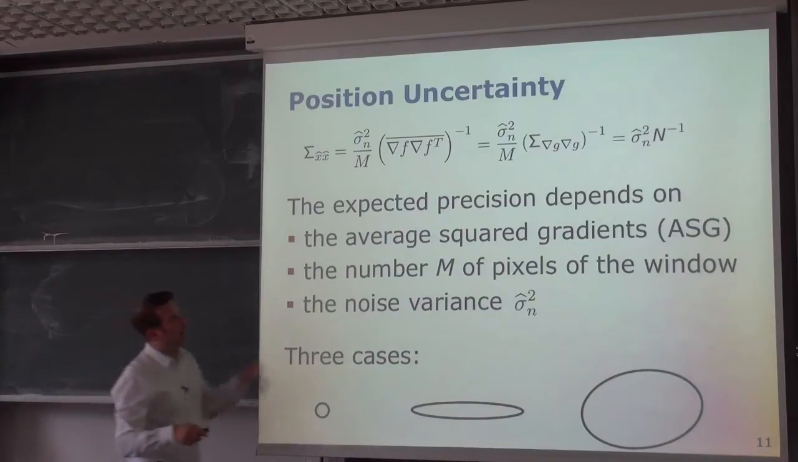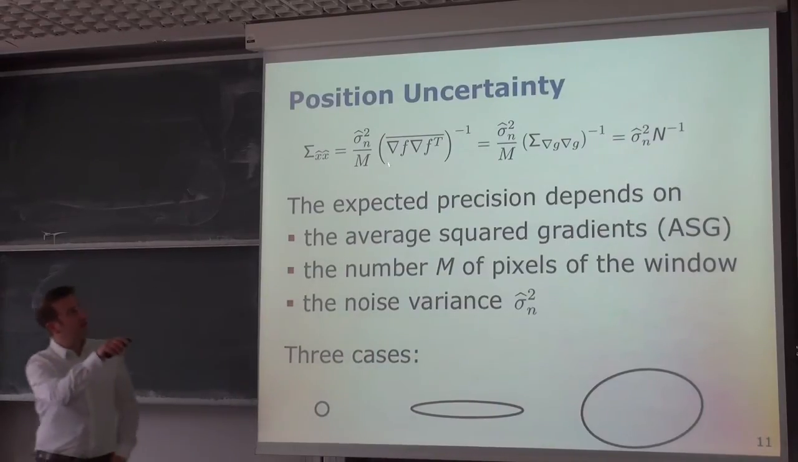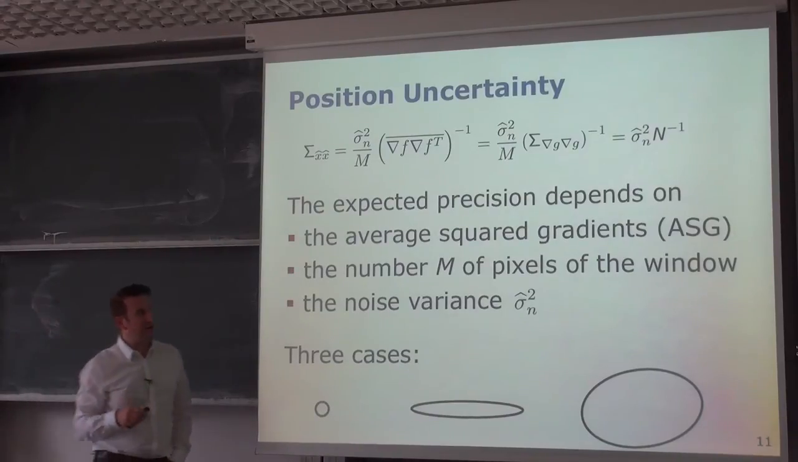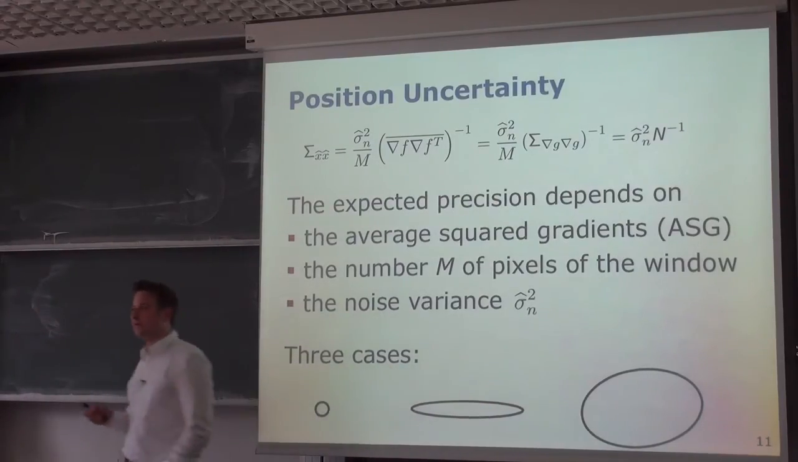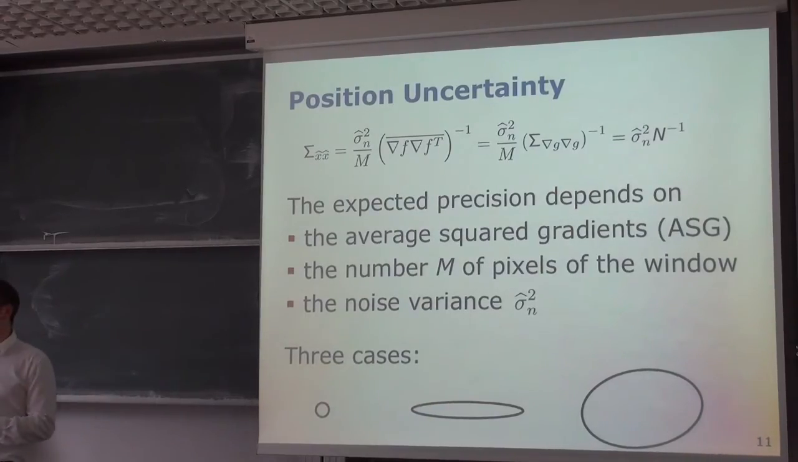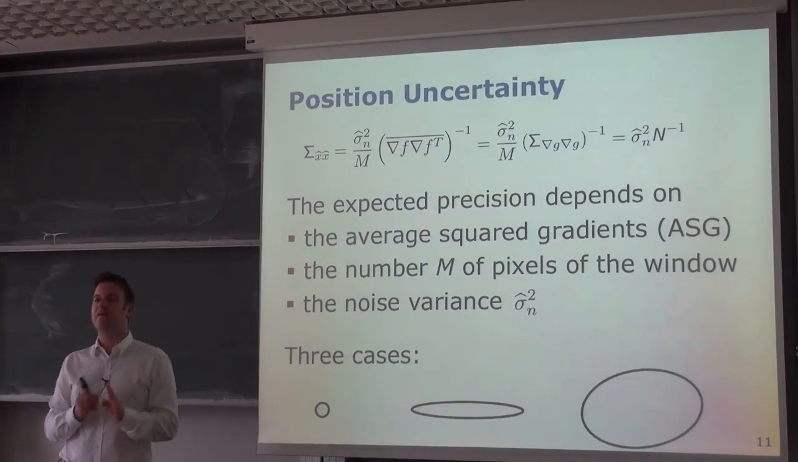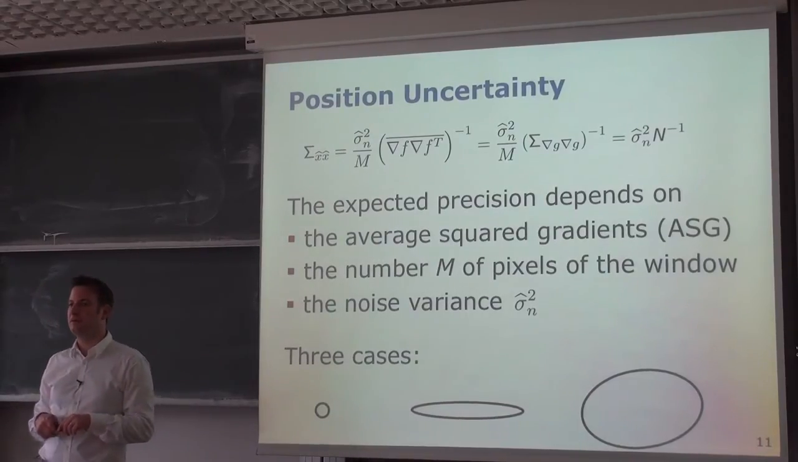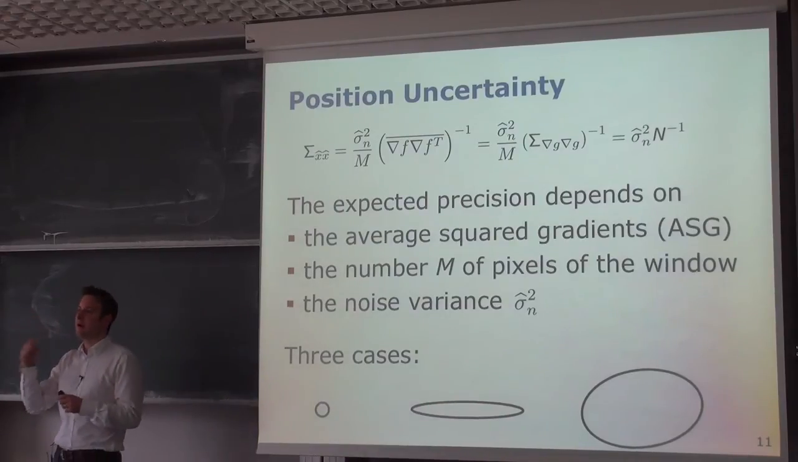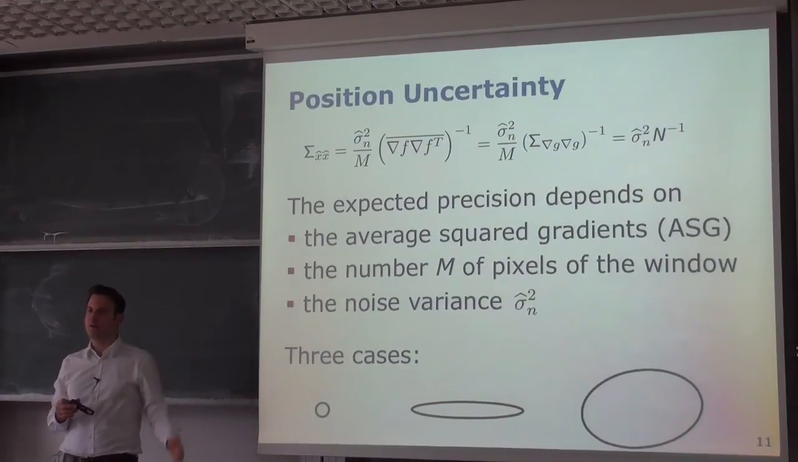And the third element it depends on is this part over here, the average squared gradients. So I compute the first derivative, compute the squares, and the larger those values are, the better I can localize myself. Okay? Is this concept clear, because it's central for this feature detector? So the larger the gradients are, the better I can localize my points. It's the key take-home message from this first part. It was a direct result of the matching chapter discussed last time.